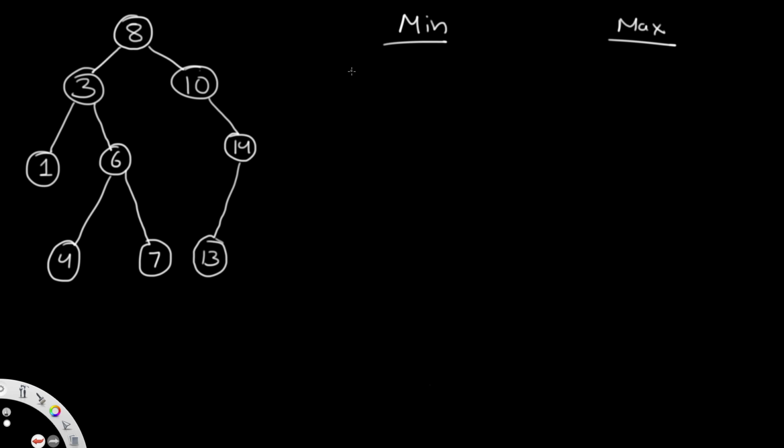Since we want to follow the ancestor condition that we had, we're only going to look for the maximum and minimum as we go down a certain route.